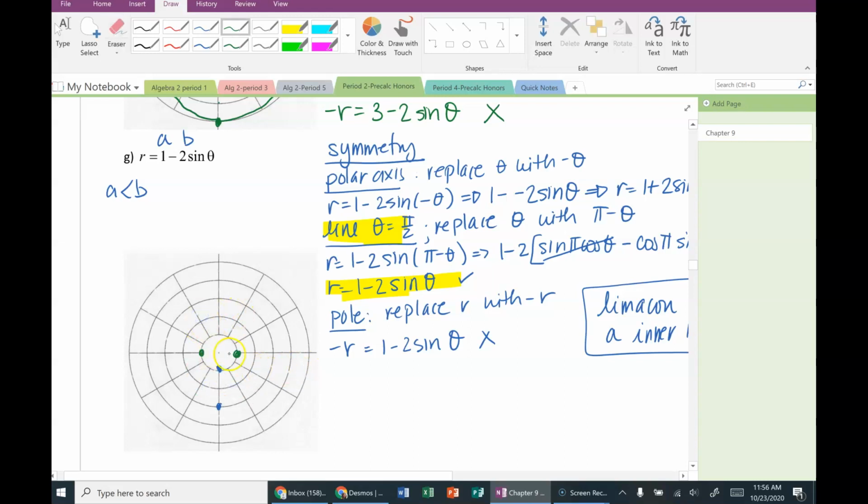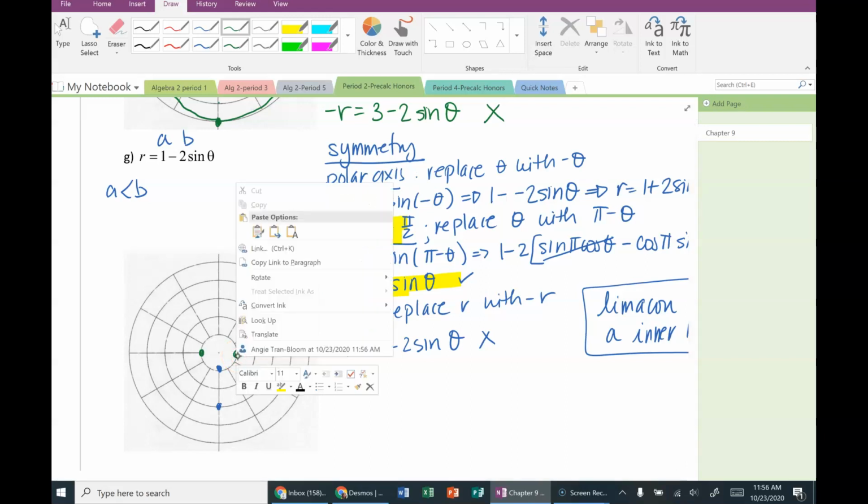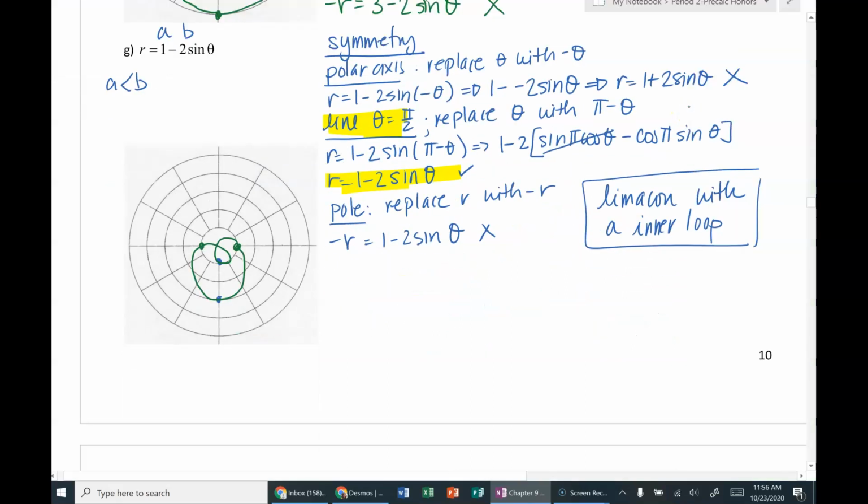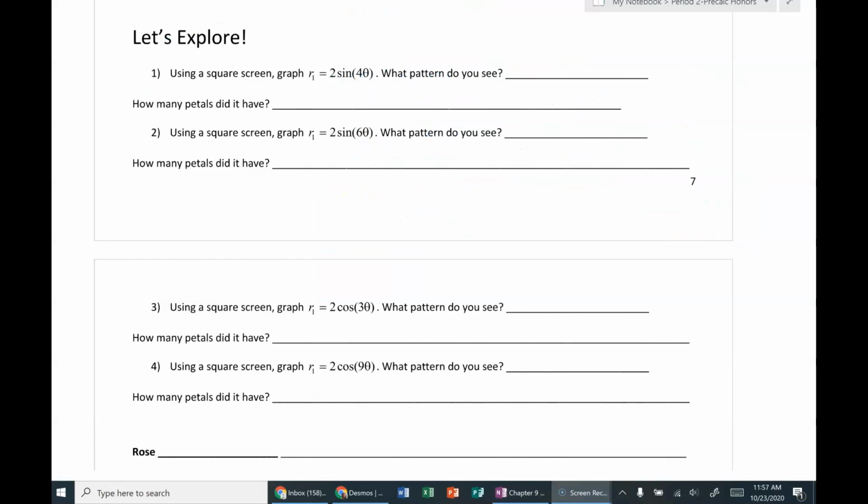Okay, so we go, loop, ready? We start at the polar axis, loop through the center, loop right there, go all the way just like that. So that is a limacon with an inner loop, and my inner loop is pretty ugly, but that's how it touches the origin twice. So now we're moving on to this part.